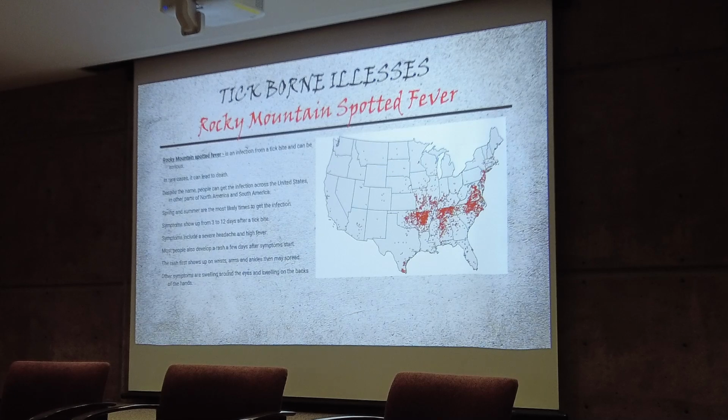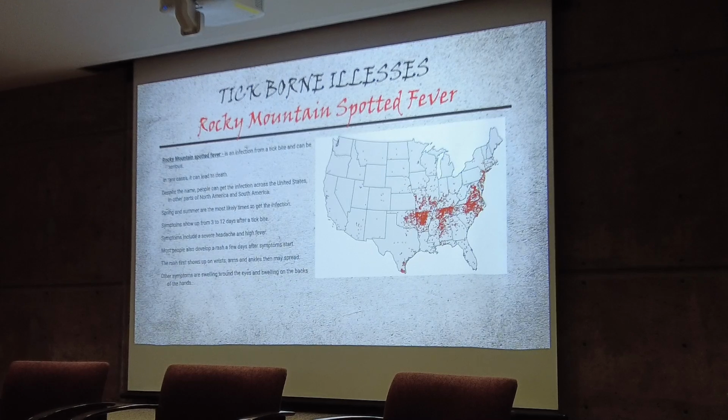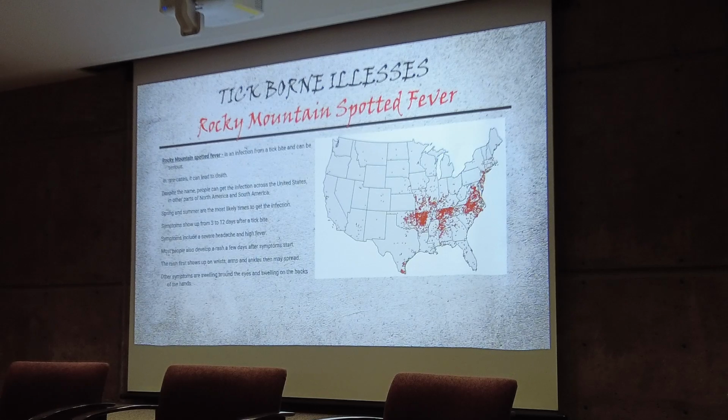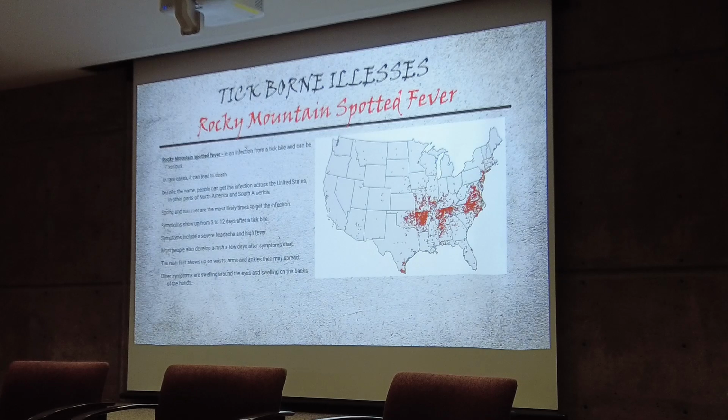Spring and summer are the most likely times to get the infection. Of course, that's when the ticks are out in full force. Symptoms show up from 3 to 12 days after a tick bite. Symptoms include a severe headache and high fever. Most people also develop a rash a few days after the symptoms start. The rash first shows up on the wrists, arms, and ankles, and then may spread. Other symptoms are swelling around the eyes and swelling on the backs of the hands.